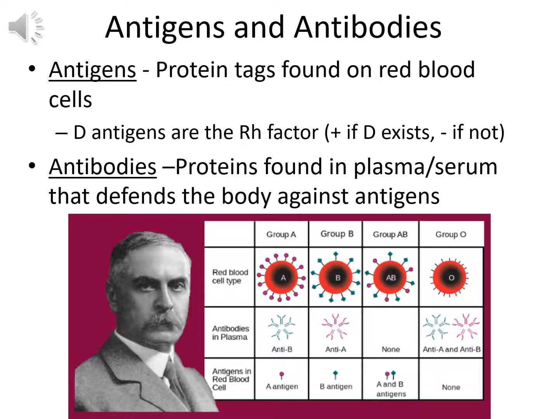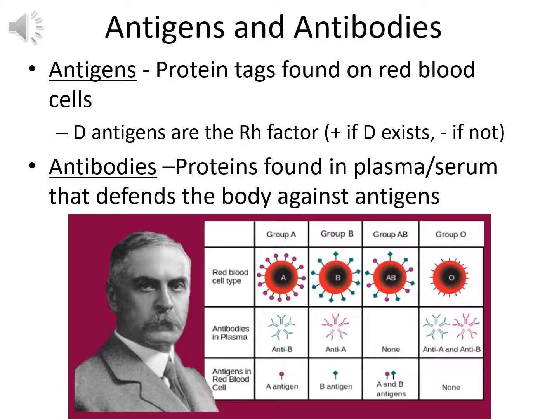So antigens are the protein tags found on the red blood cells themselves, and the one we didn't talk a whole lot about before is the D antigen, or the Rh factor for the rhesus monkey where it was first discovered. So we tend to say that you're Rh positive if the D antigen is present on the cells, and you're Rh negative if the D antigen is not present. And about 85% of the human population has the D antigen, and that leaves about 15% to not have it. So plus predominates, but minus is also a possibility.